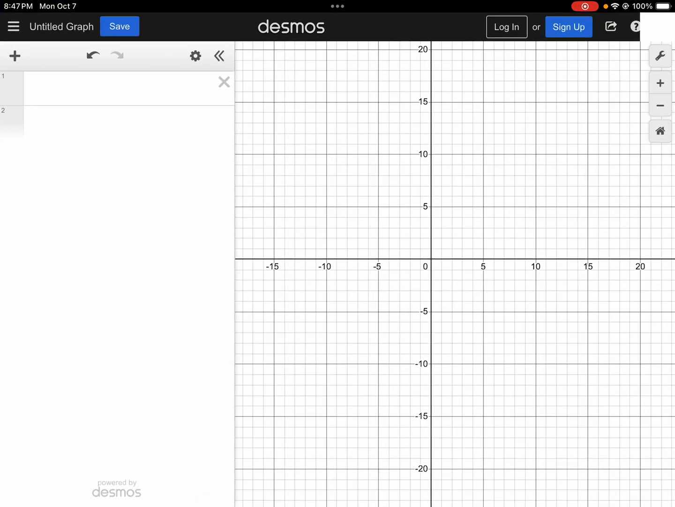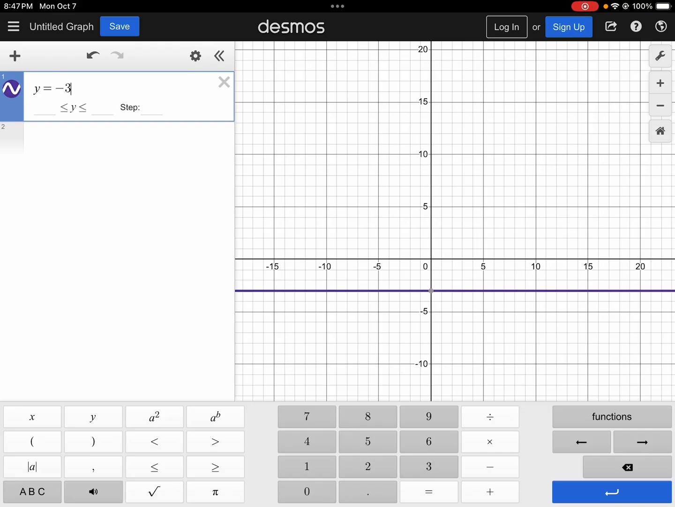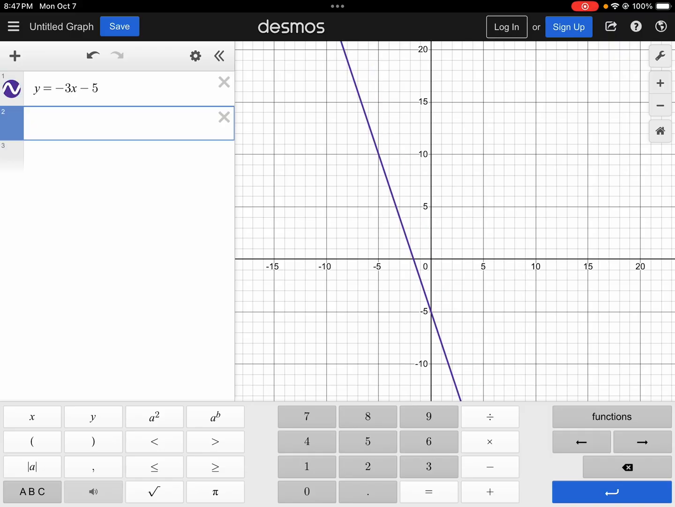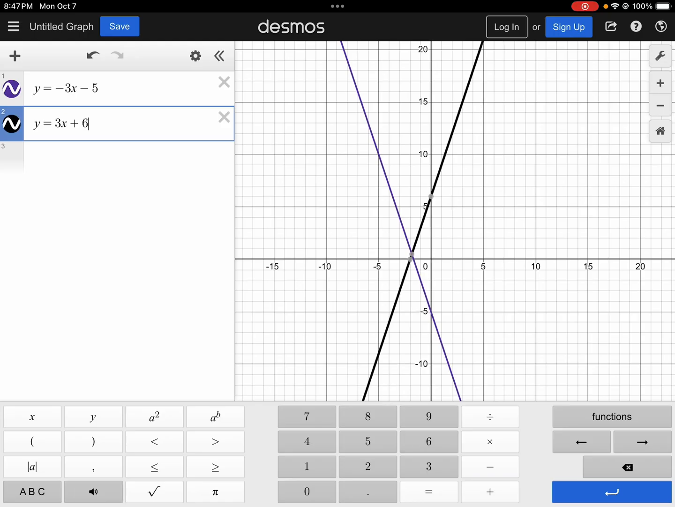So I'm going to press X or create a new graph. I already did that. So y equals negative 3x minus 5, and y equals negative 3x plus 6, sorry about that. Negative 3x plus 6. So now we have these two parallel lines.